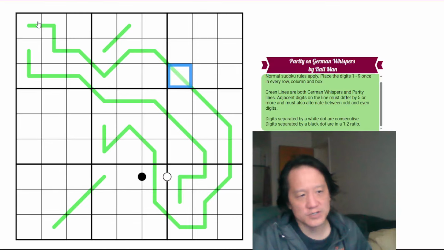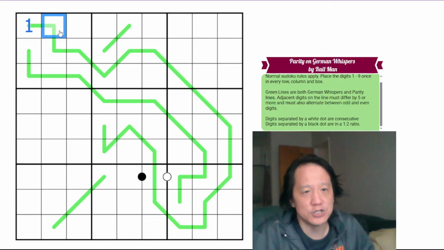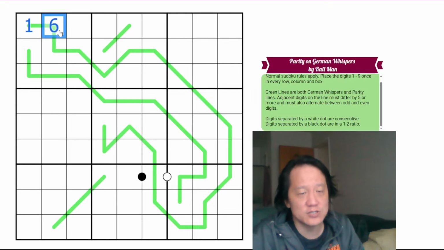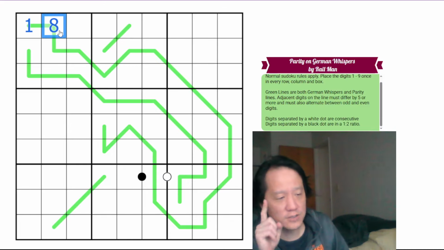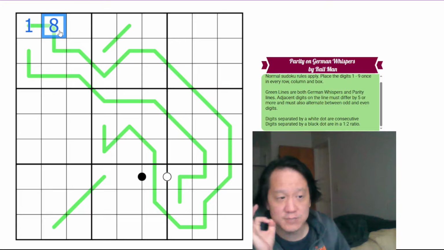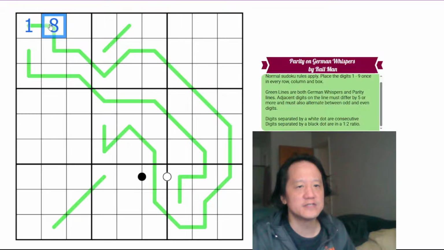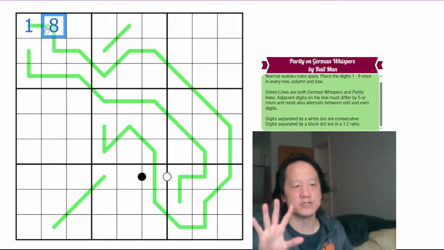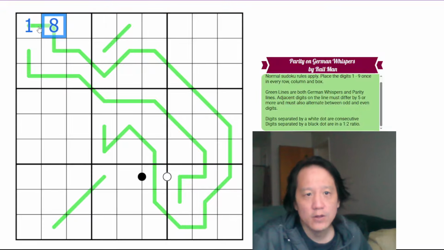So, for example, if this were a 1, this digit could only be 6 or 8. Since 1 is odd, you have to have an even digit here, and 6 and 8 are the only even digits which are 5 or more away from 1. So that's how these parity German whisper lines work, because it has to be both.